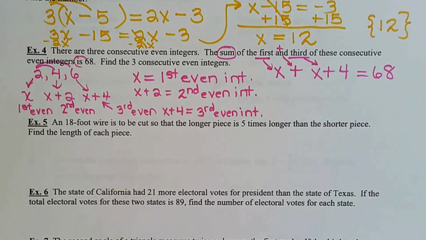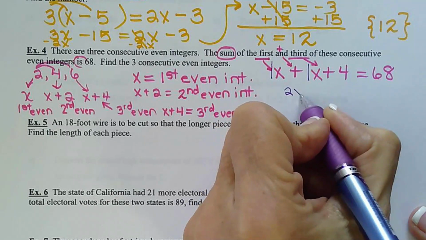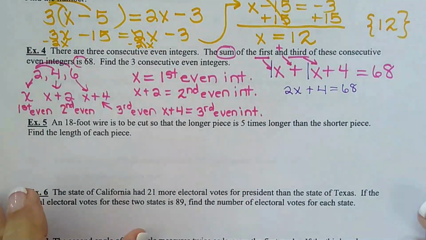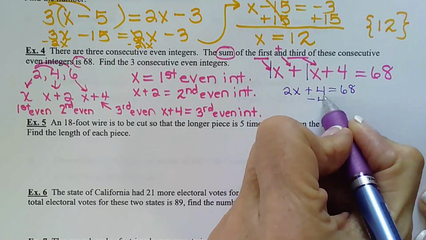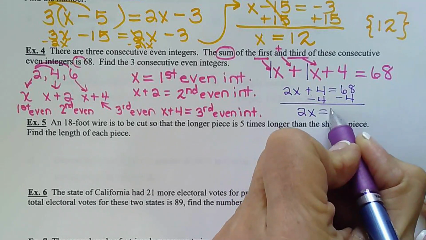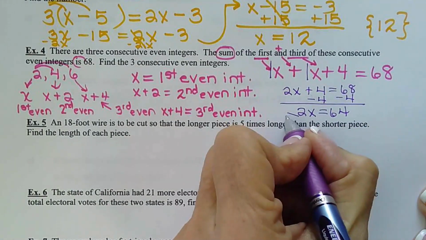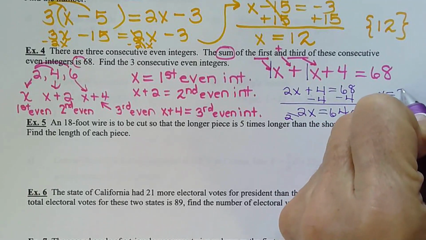Okay, now we're actually going to be solving. To solve this, we have to combine like terms. So we get 2x plus 4 equals 68, and it's a little two-step equation. The x's are already on the left, so we move everything without an x to the right. 2x equals 64, that's 68 minus 4. And then the opposite of times is divide, so we get x equals 32.